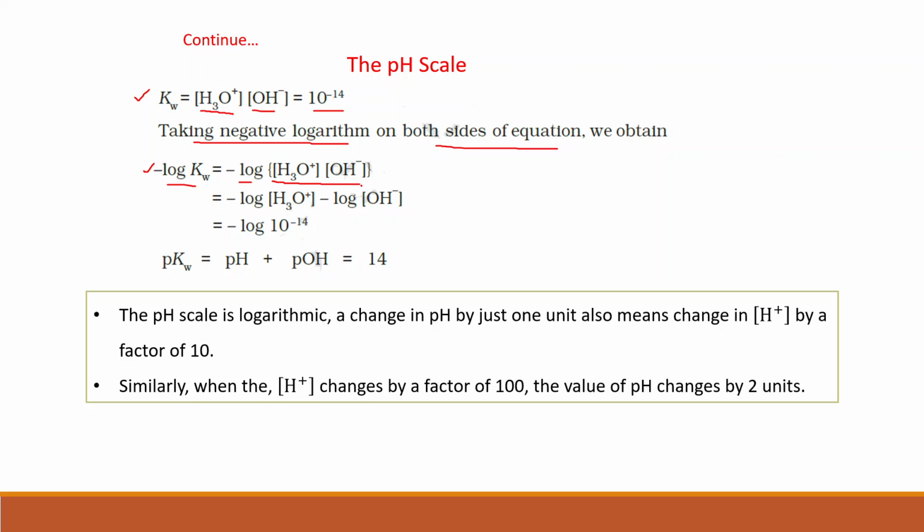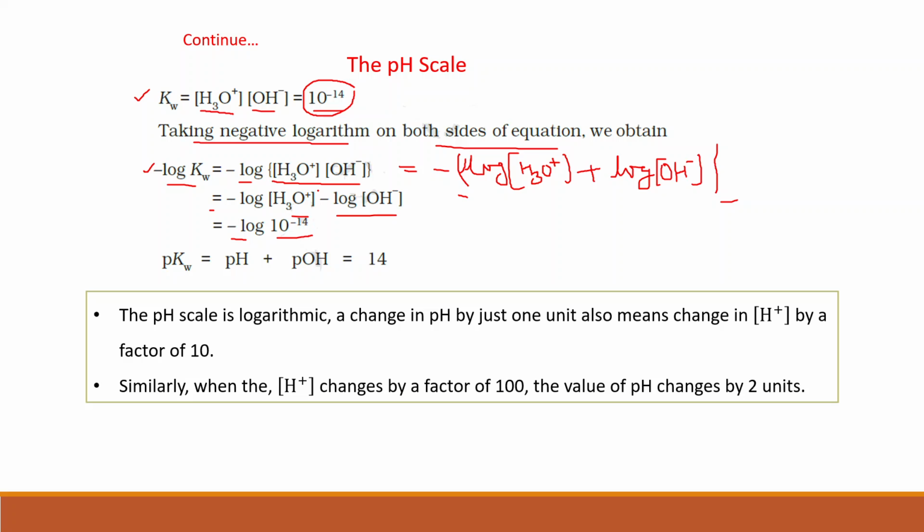We can write minus log Kw is equal to minus log of the product of these two concentrations. If you solve it, this is equal to minus, in brackets, log of hydronium ion concentration plus log of hydroxyl ion concentration. Now the bracket is closed. If you open this bracket, we get minus log of hydronium ion concentration minus log of hydroxyl ion concentration, and this is equal to minus log of 10 to the power minus 14.